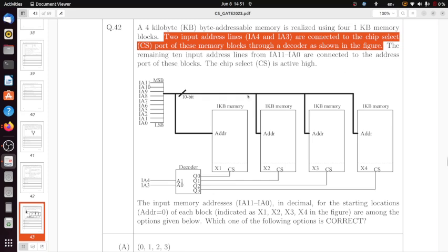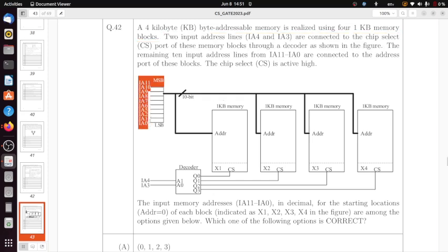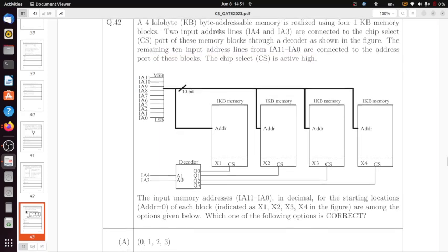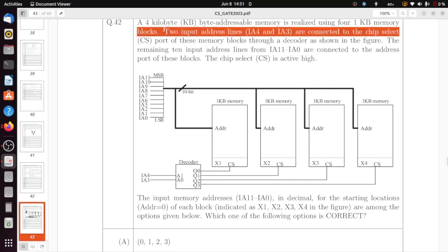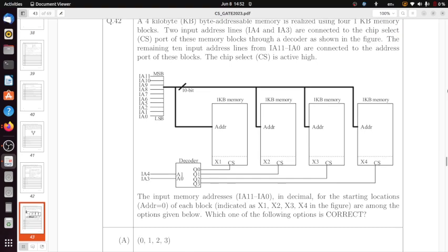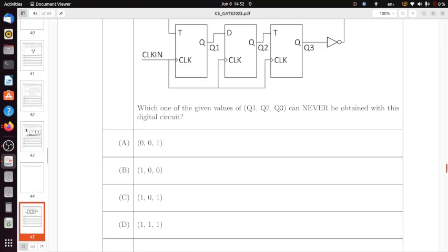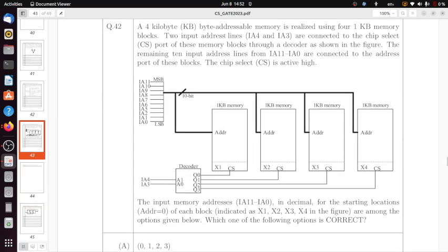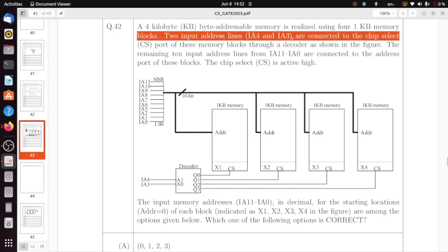So what it is saying is that among these 12 input address lines, which start from input address line 0 to input address line 11, which of these 2 input address lines, that is input address line 4 and 3, are connected to the chip select port of these memory blocks through a decoder as shown in the figure.